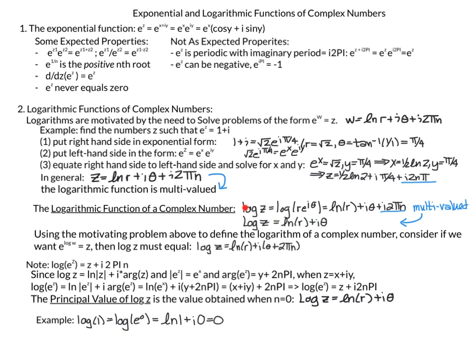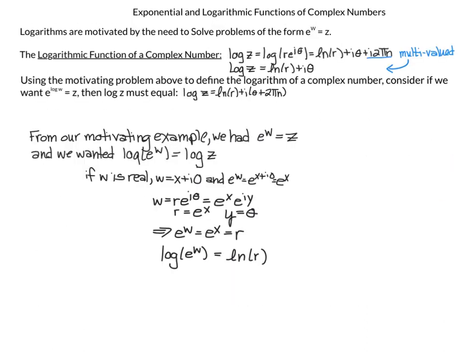Next, we're going to look at this result. I'm going to clear some of this stuff out, look at this result a little bit closer. We are going to go back to our motivating example and see how it connects to our logarithmic formula here. We sort of derived it with our motivating example, but we want to make a few more points. So from our motivating example, we had e to the w equals z. And if it were a real number, we kind of want to be able to take the log of both sides. For a real number, this would just be w is equal to log of z. So this is how we would define log of z.